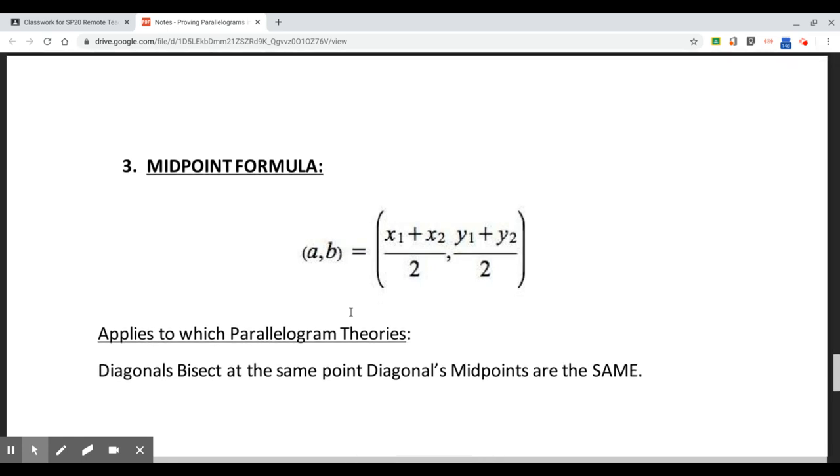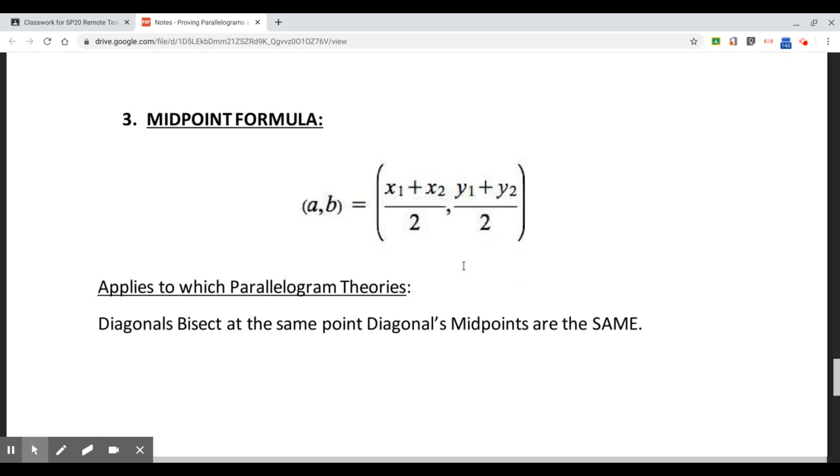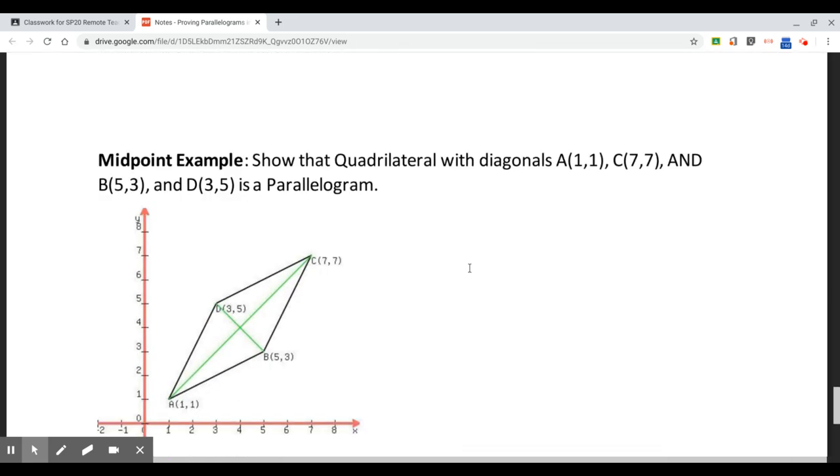Okay, and how does midpoint work for proving a parallelogram? It shows that when diagonals bisect at the same point, the diagonals' midpoints are equal, and therefore the parallelogram's diagonals bisect, and that is a theorem. If the diagonals bisect, then it's a parallelogram. Okay, so let's look at an example problem.